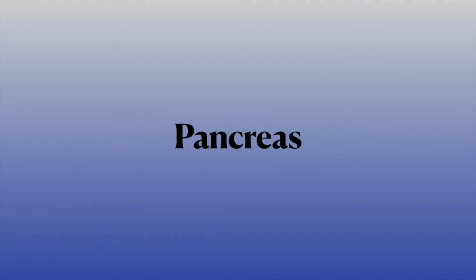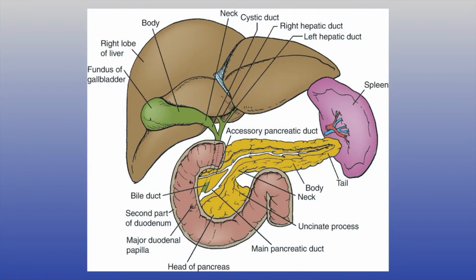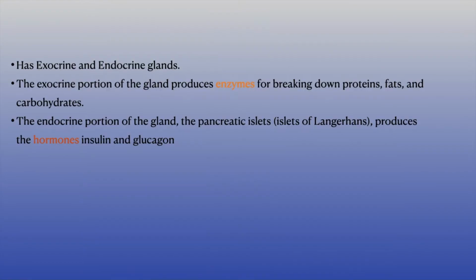The pancreas. The pancreas is a soft lobulated gland which is situated in the center of the abdomen. It lies around the epigastric region and it is retroperitoneal. It has both an exocrine and endocrine function. The exocrine portion of the gland produces enzymes for the breakdown of protein, fats, and carbohydrates, while the endocrine portion of the glands, which are typically in the pancreatic islets of Langerhans, produce hormones like insulin and glucagon.